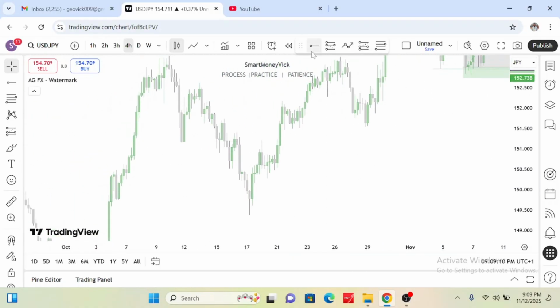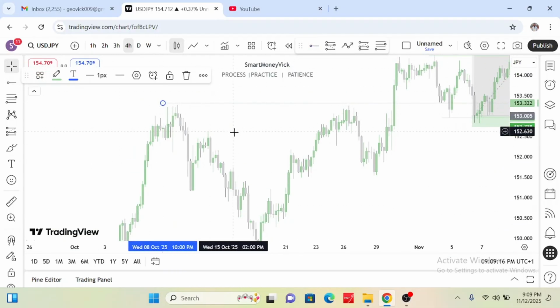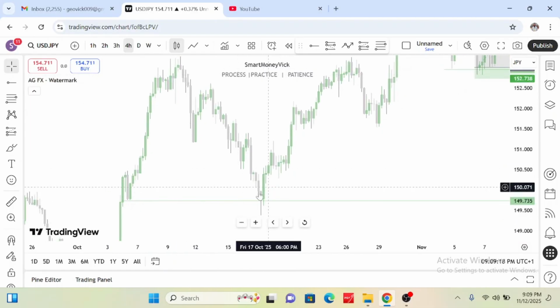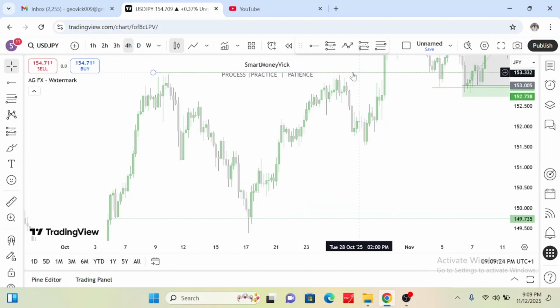Okay, again, we are having another example here. This is a swing low, and that is a swing high. Look at it. Price came, took out this swing low. What can you see? We kept buying and buying and buying until the swing high is taken.